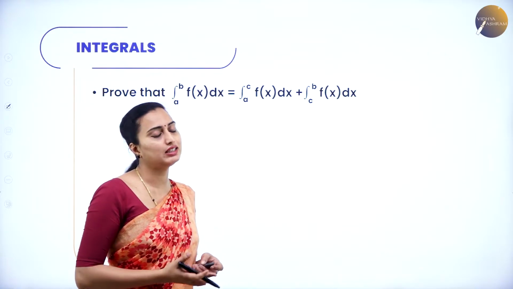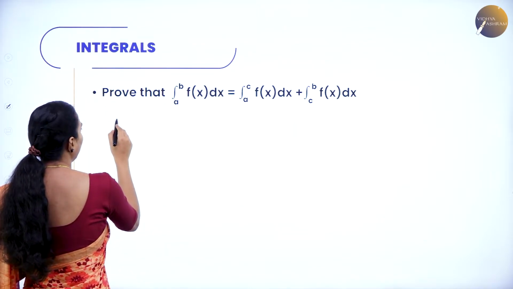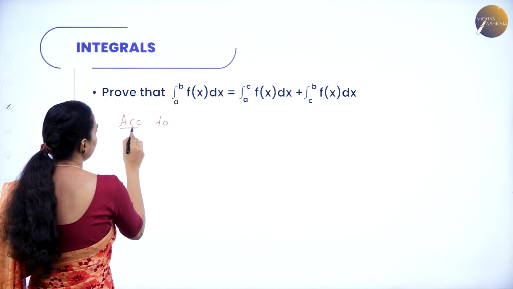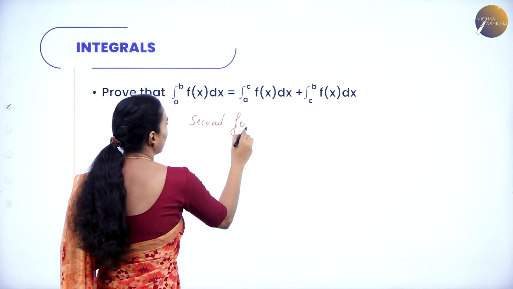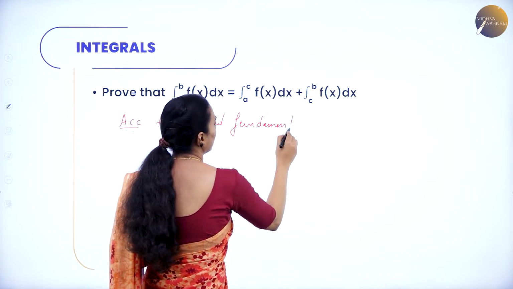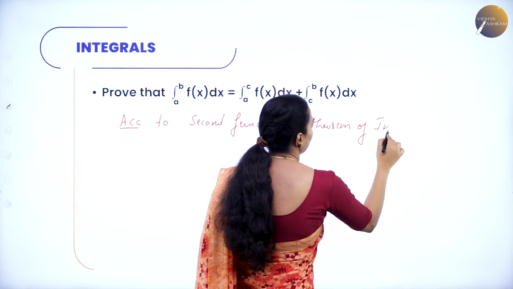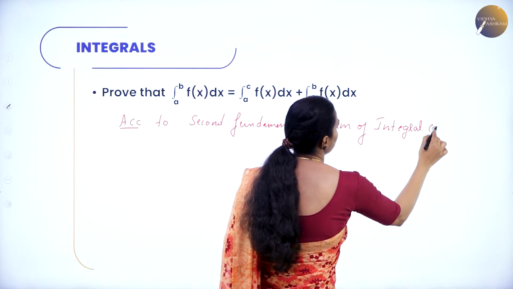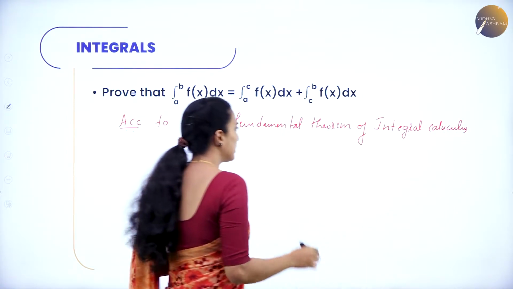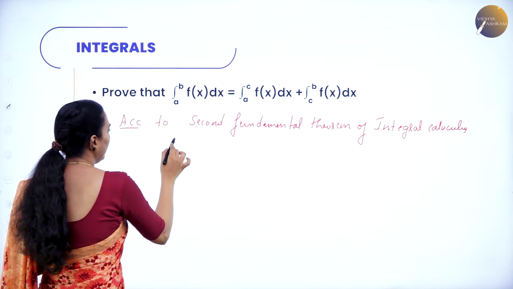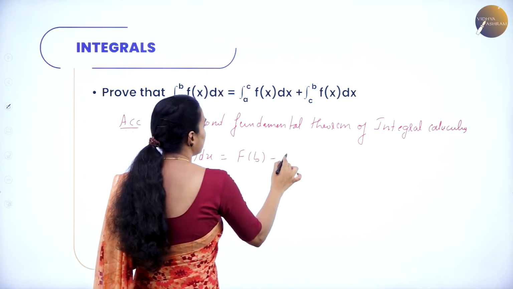Now, dear students, as in the second fundamental theorem of calculus, I am going to write the left hand side as, according to the second fundamental theorem of integral calculus, integral a to b f of x dx can be written as f of b minus f of a.